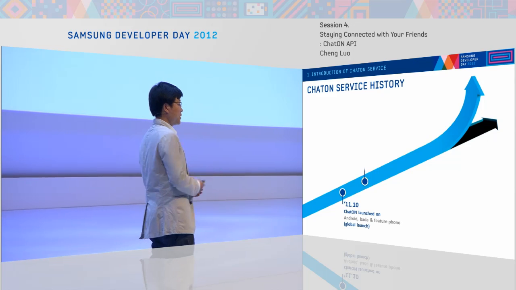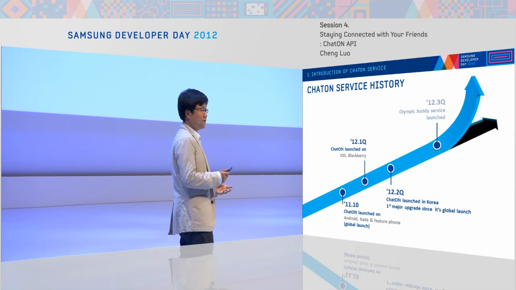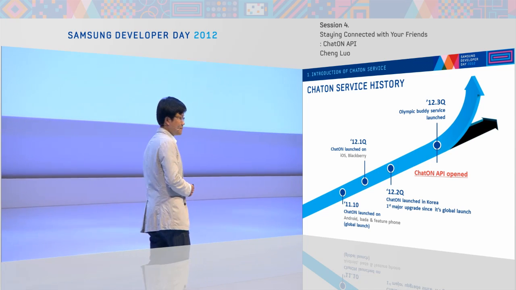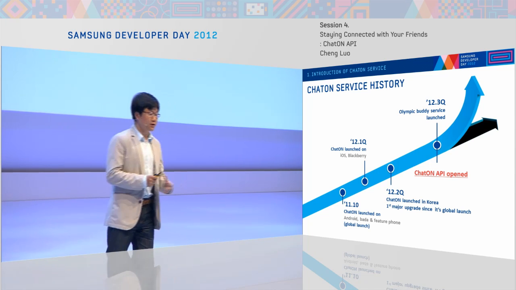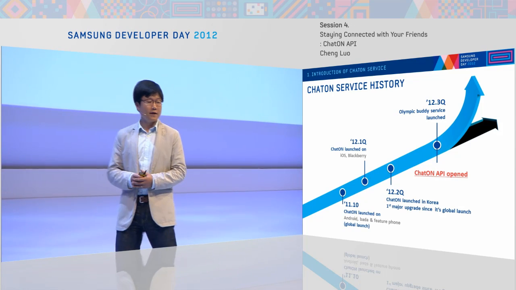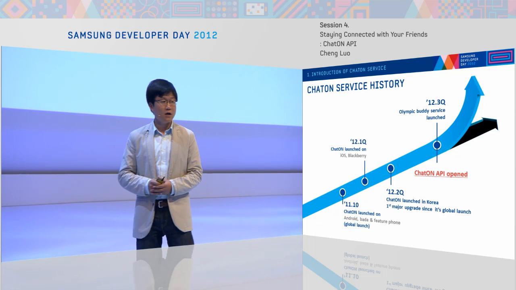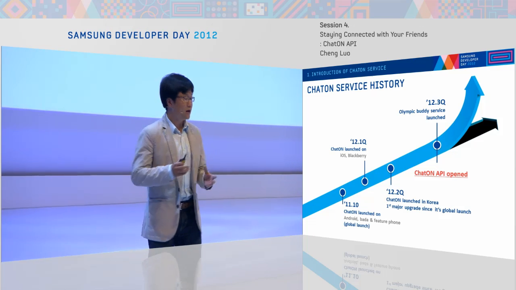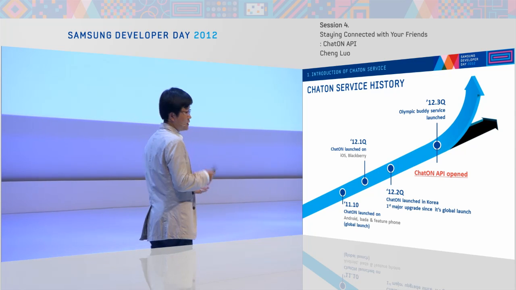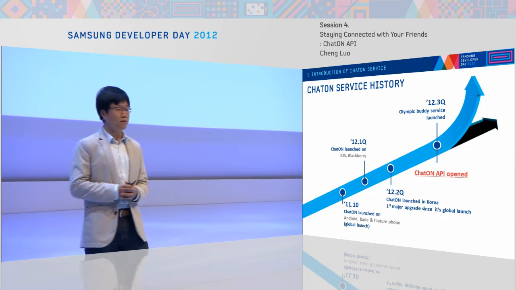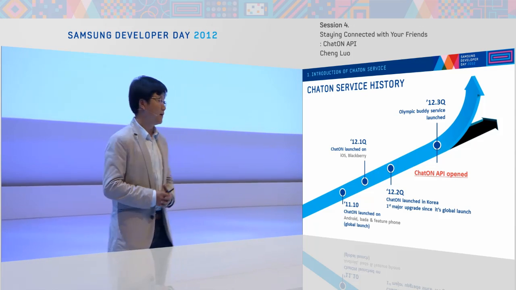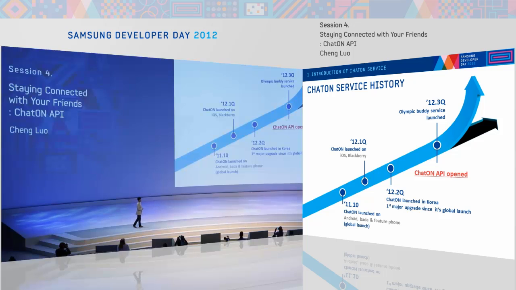And look at the history of ChatON. We first launched the ChatON service in October 2011. It was first available on Samsung's Android, Bada, and some feature phone platforms. Then in the first quarter of 2012, we expanded the supported platforms to iOS and BlackBerry. Early this year, in the second quarter of 2012, we had our first major upgrade and launched the ChatON service in Korea. That means we started to support multiple languages.